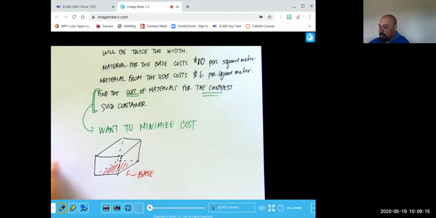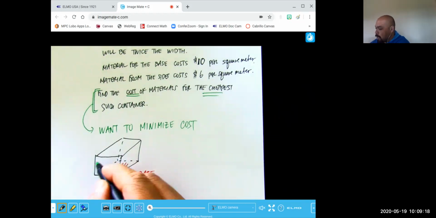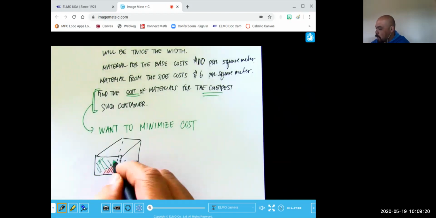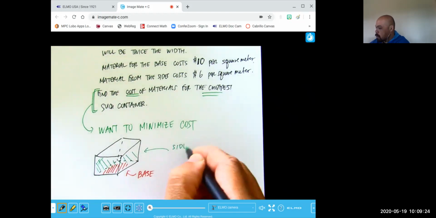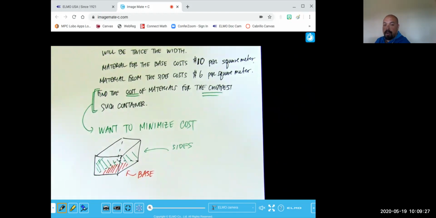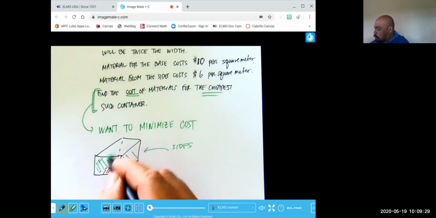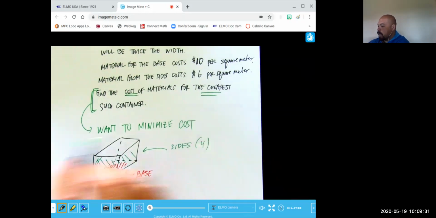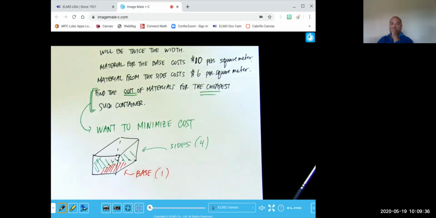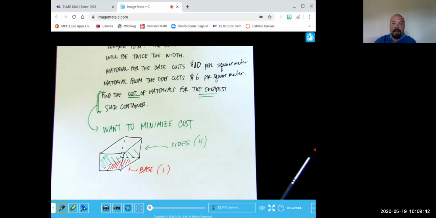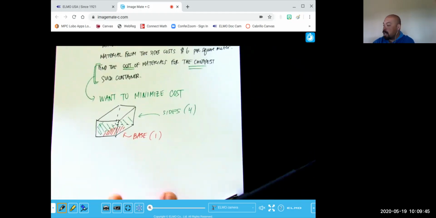$10 per square meter. And then for the sides, I'll go this way, I guess. We have another cost, right? And for how many sides are there? 1, 2, 3, there's 4 sides, right? And since we're not making a lid or whatnot, there's only one base, right? We can bring in those dimensions in our next phase, okay? But just thinking about this, I'm trying to minimize that cost, right?